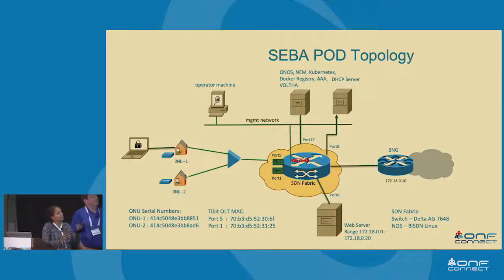I'm running BISDN Linux on top of the switch. And I have 2 Tibit microplugs. One is in port 1 and the other one is in port 5. So if you look at the MAC address, I have 2 MAC addresses down below. On port 8, I have a DHCP server. On port 17, I have ONOS and OLTA running in one of the servers.